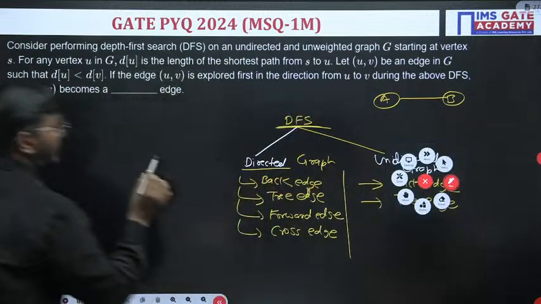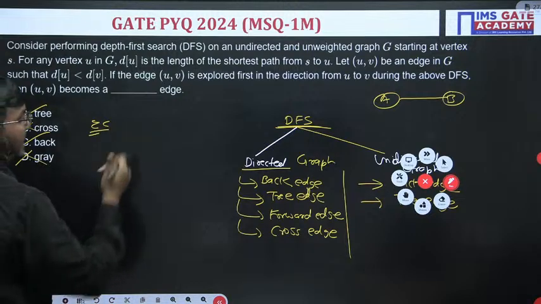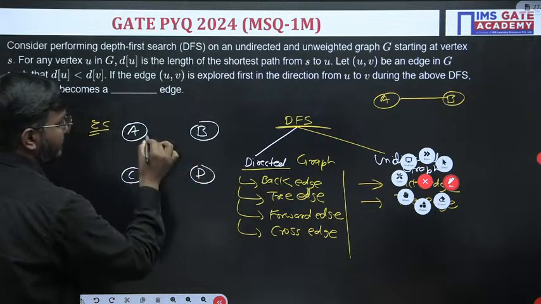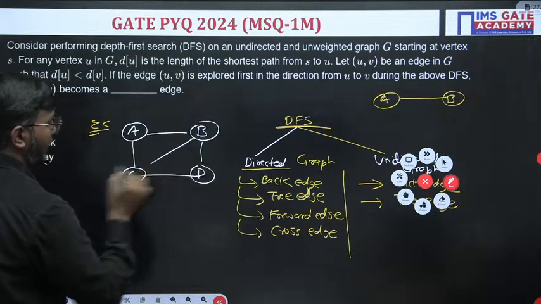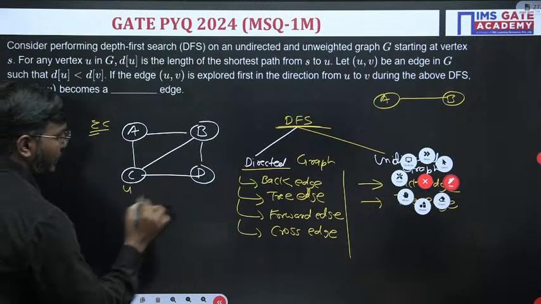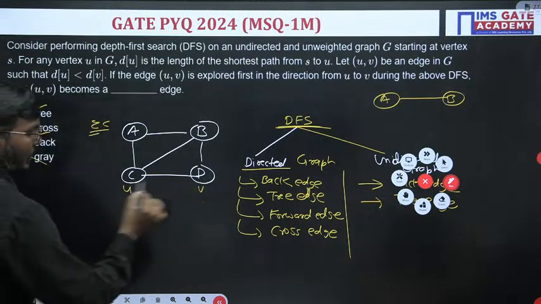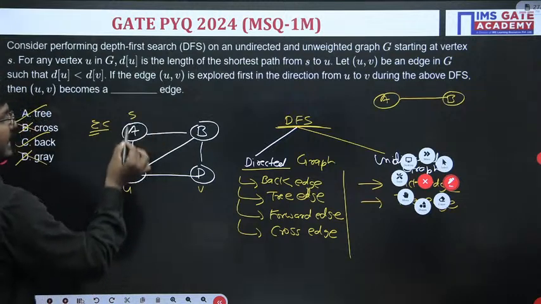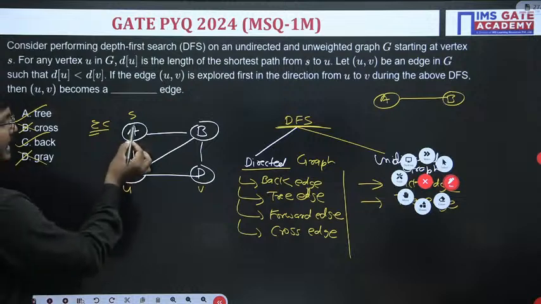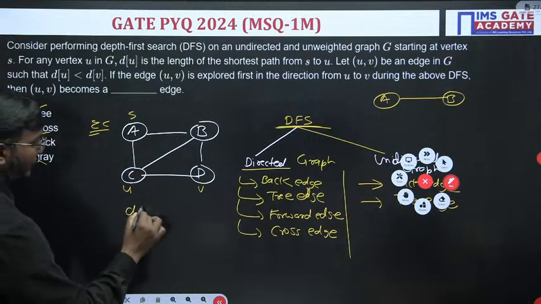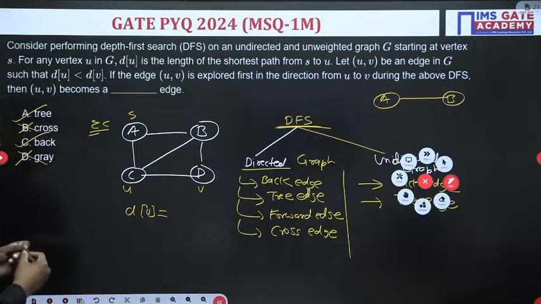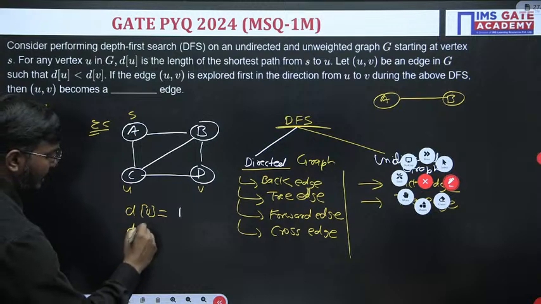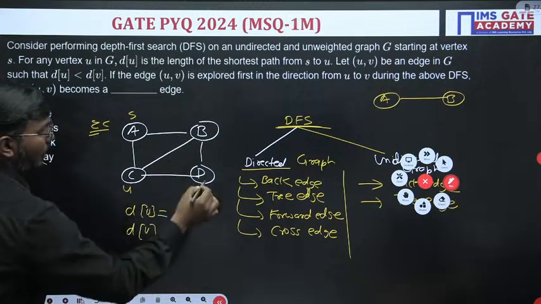Just try to construct this. I'm giving you a sample graph. Take this graph A, B, C and D. Let's assume this is our U, this is our V. Now there is an edge from U to V. If A is our starting vertex, then D of U is nothing but the shortest distance from the starting vertex to vertex U. I can say it's 1. What is D of V? D of V is 2 only.